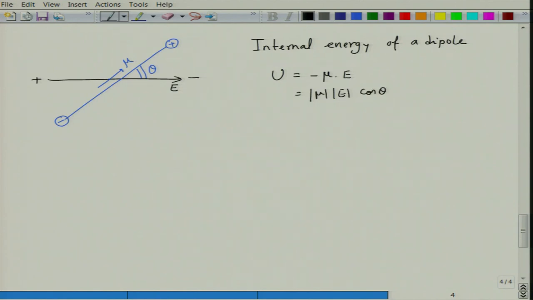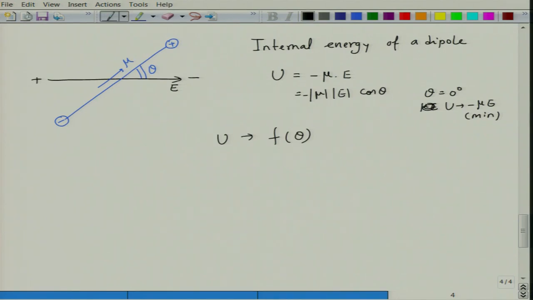So, in this case U is minus mu E cos theta, so when theta is equal to 0 degree, then this U would be negative mu E, that is minimum. Okay. Alternatively, if you take the electric field direction opposite, then you have to take it as plus mu E. So, you have to be careful with the sign as to how you apply the field and how you depict the field. So, basically this U is, you can see, a function of theta.